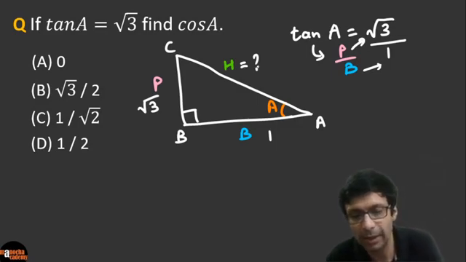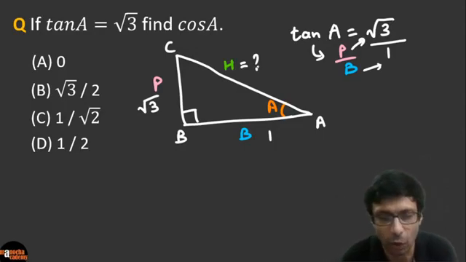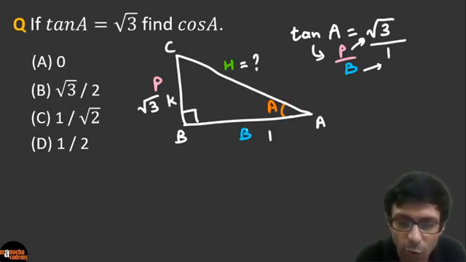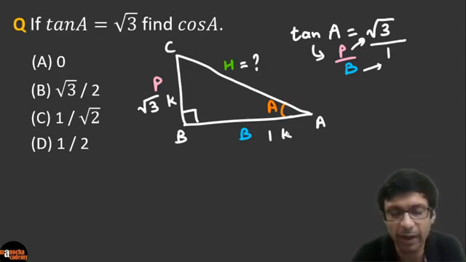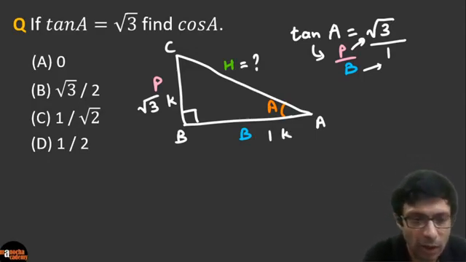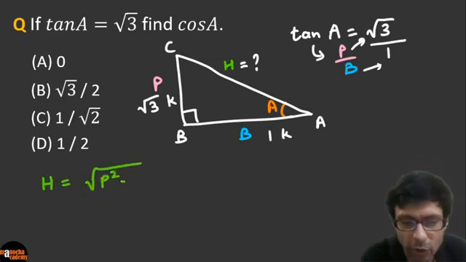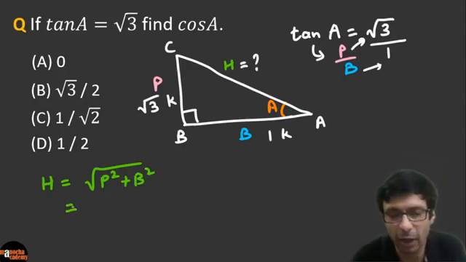So how did I say that? It's because the ratio of perpendicular by base is root 3 is to 1, or, to be more correct, root 3k and k. So whichever way you want to do it. Okay, and then you need to find the hypotenuse. And how do you find the hypotenuse? Simple. Hypotenuse is going to be perpendicular square plus base square by Pythagoras theorem. So guys, if you go ahead and solve that, how much do you get? So what will the hypotenuse be?